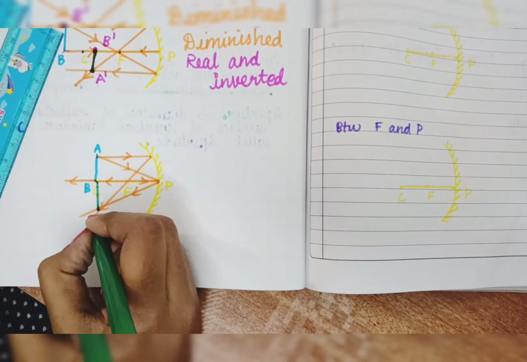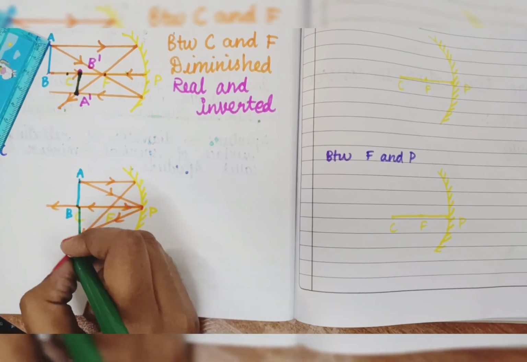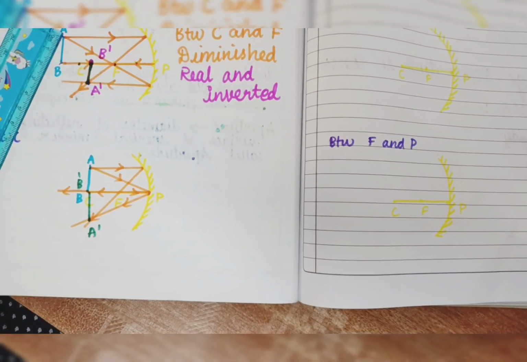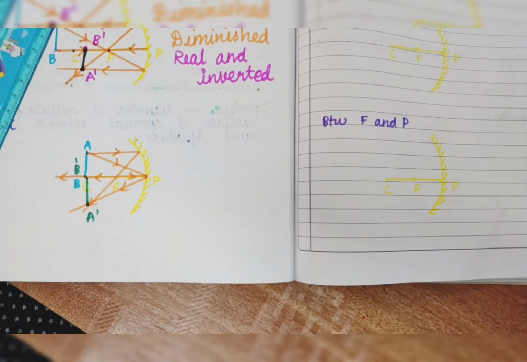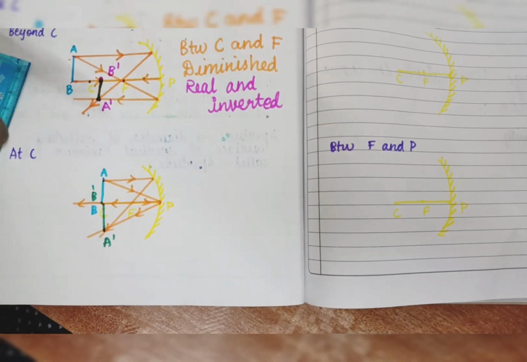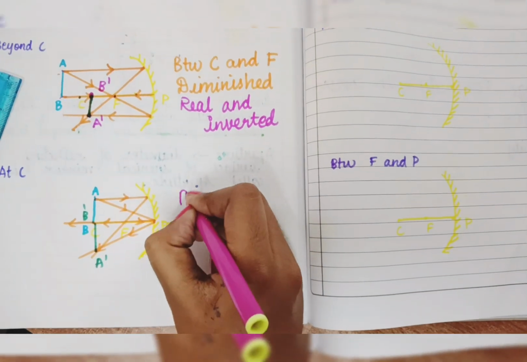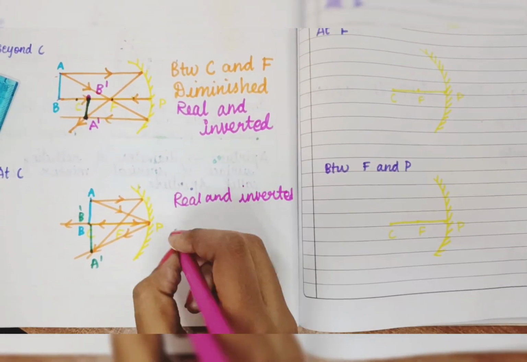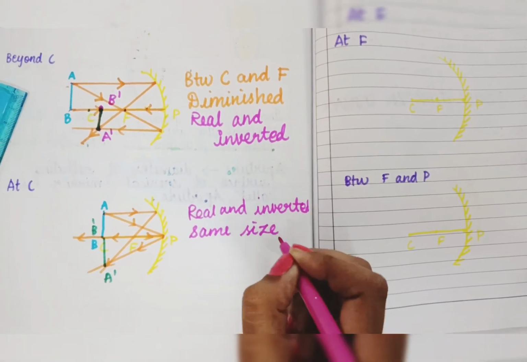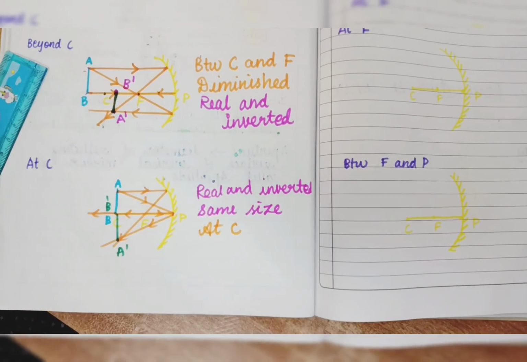We always know that the image formed in the concave mirror is real and inverted except one position. That's why we name it as A dash and this as B dash. You would have observed that the size of the object and the size of the image is the same. Whatever object is placed at the curvature forms the image at the curvature. The image is real and inverted, and the size of the image is the same as that of the object. The position of the image is also at curvature.